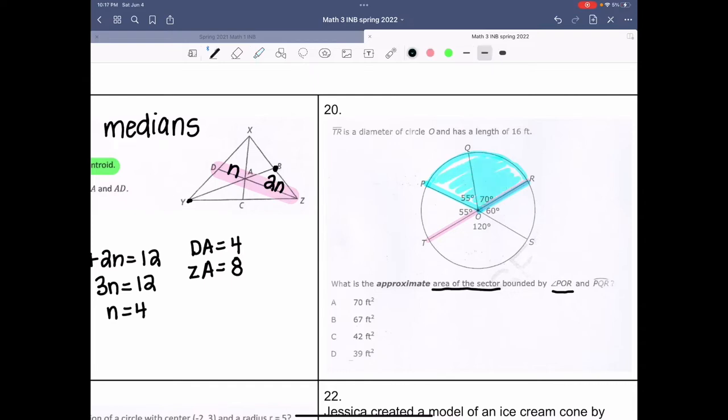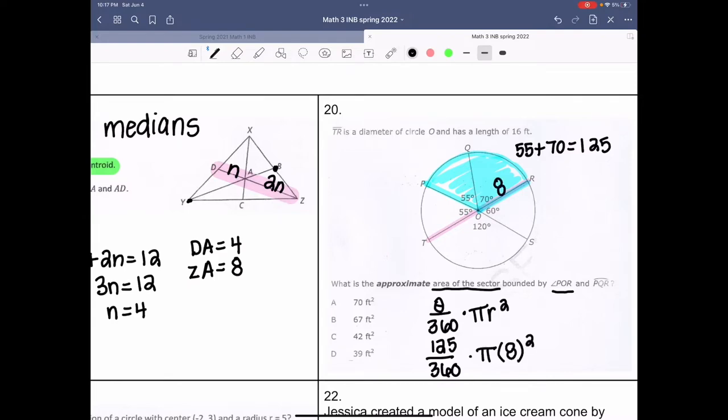So with that being said, I see that my angles are in degrees. So we're going to use the degree formula. So remember, that's theta divided by 360 times pi r squared. So we're doing pi r squared because we're doing area. So if I add up my two angles that create that area of that angle, we're looking at 125. So this is going to be 125 over 360 times pi r squared. If we know this is 16, then that's going to have a radius of 8. So that's going to be 8 squared.